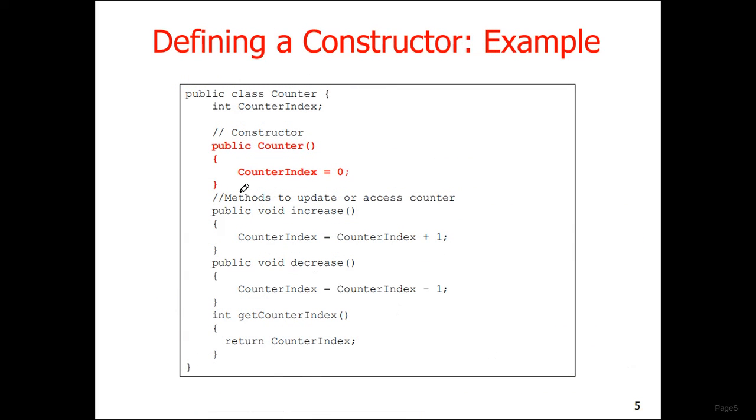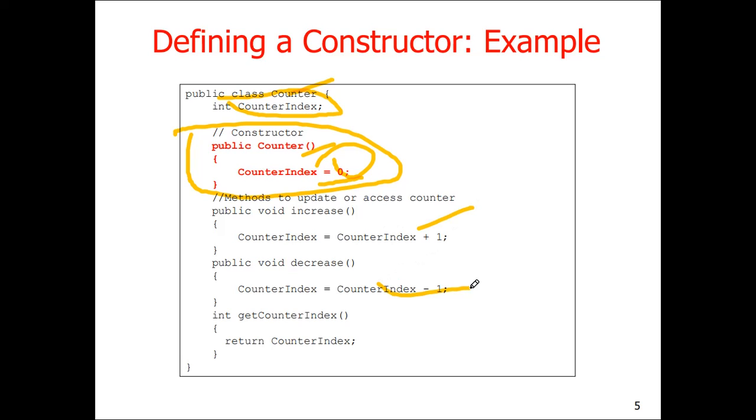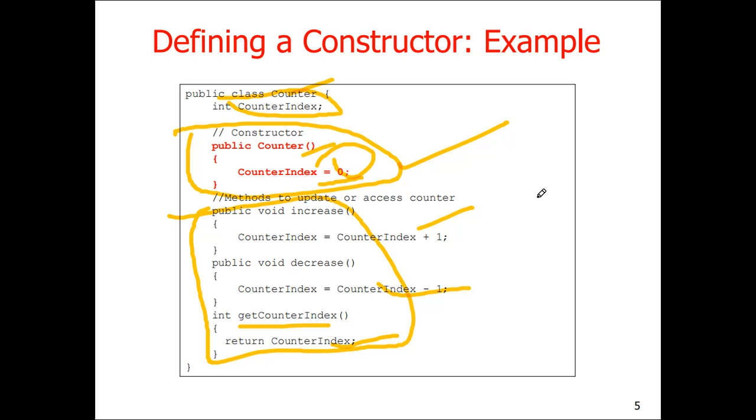Okay, so let's see here what we have done. We have a constructor called Counter, wherein I'm initializing the counter index, which is a data member of the class Counter, to 0. And I'm increasing the counter value, decreasing the counter value, and just getting the counter value, the counter index. So these three are methods. Obviously, this is also a method, but this is a constructor. All right.